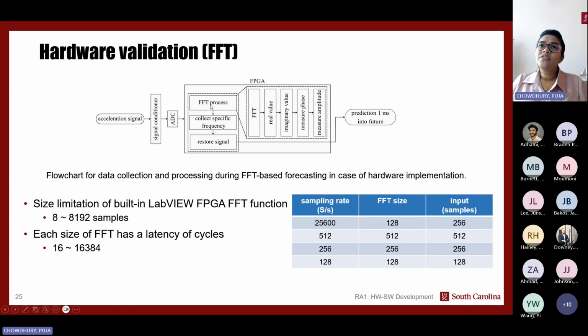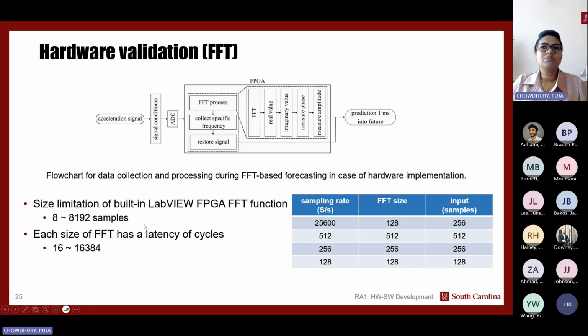But inside the FFT process, there are some steps: we first do the FFT, then real value measurement, imaginary value measurement, then we do the measured phase and amplitude. And finally, from the restored signal, we get a prediction of 1 millisecond into the future. So this is the overall hardware process happening inside the FPGA.